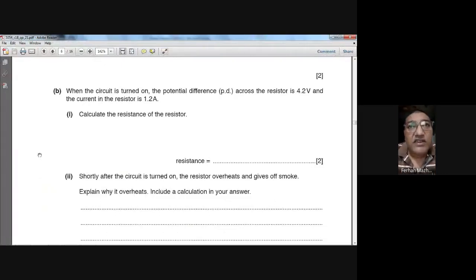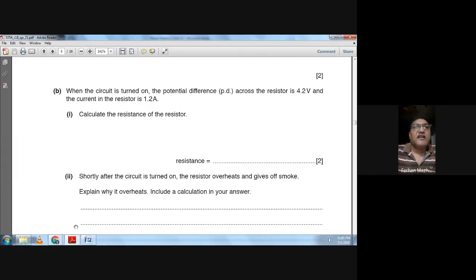When the circuit is turned on, this is the B part, the potential difference across the resistor is 4.2 volt, and the current in the resistor is 1.2 amp. Calculate the resistance of the resistor. You see, the voltage is given, the current is given, the resistance is the question. You know, V equals IR. If you want to find out R, it will be equal to V divided by I. The voltage is given, 4.2 volt. The current is given, 1.2 amp. Just divide them, get the answer. It's a 2 marks numerical.